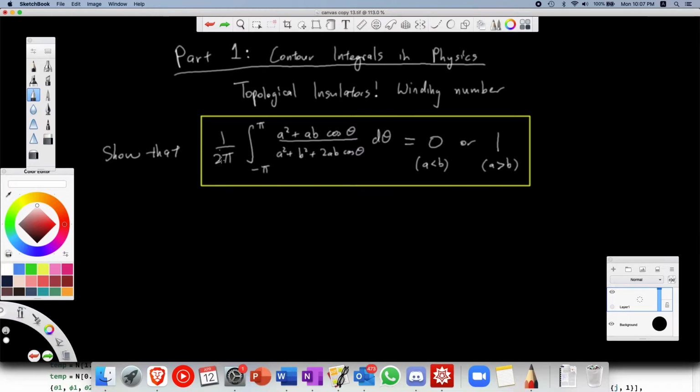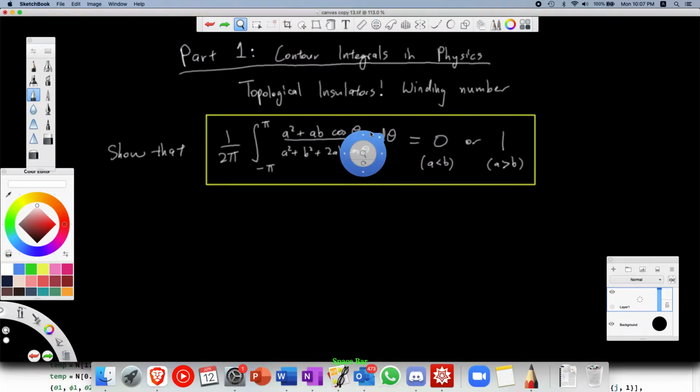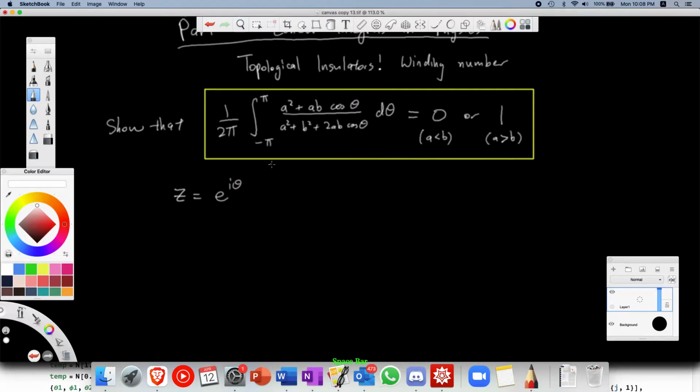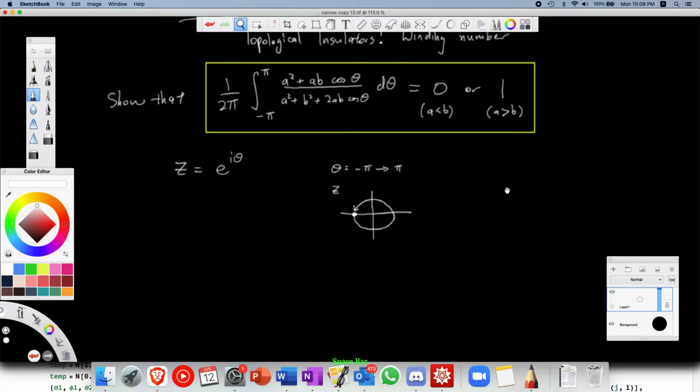So how to compute this integral? We can use complex analysis. So how do we do it? The first step is to convert this integral into an integral in terms of z. So you let z equal e to the i theta. Then you realize that as theta goes from minus pi to pi, z essentially goes one round around the complex plane. So your z starts off from here, and then it goes like this. So essentially you have a closed loop integral. So what does this become?